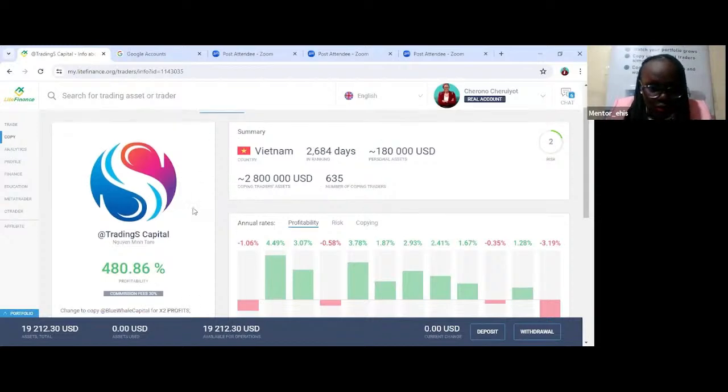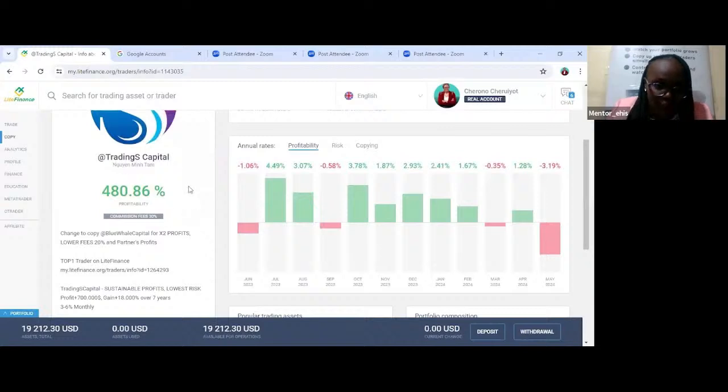Let me show you something about the commissions of this person here. When you're checking on who to copy, you check here. And he has clearly indicated a commission fee of 30%.